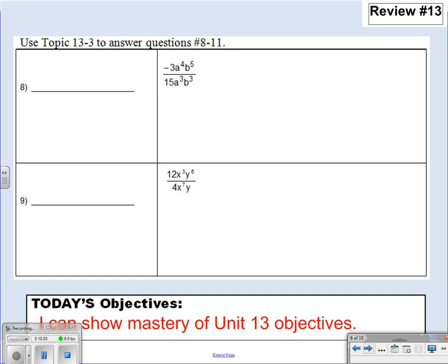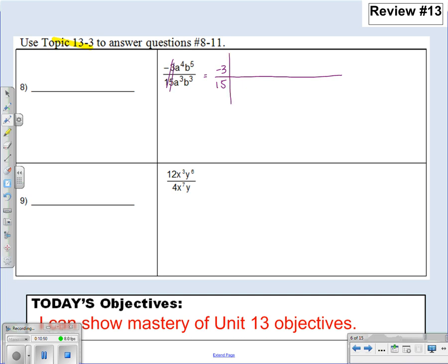Our next problems come from topic 13.3. Refer to topic 13.3. This has to do with division. So when we deal with division, we're going to separate our numbers and our variables like we've done before. Start with the numbers. We have a -3 on top and a 15 on the bottom.